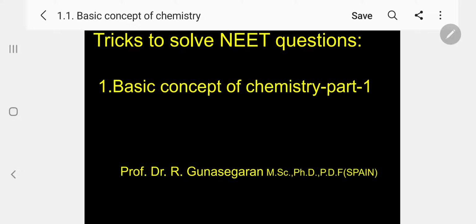Today, I am going to share tricks to solve NEET questions. The NEET entrance examination was started by the Government of India 6 years ago. From these question papers, I am going to discuss unit by unit, which will be very useful for students, especially government students and poor students. You can utilize this opportunity. Best of luck to you.